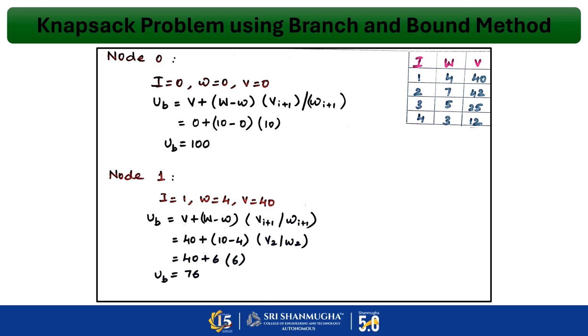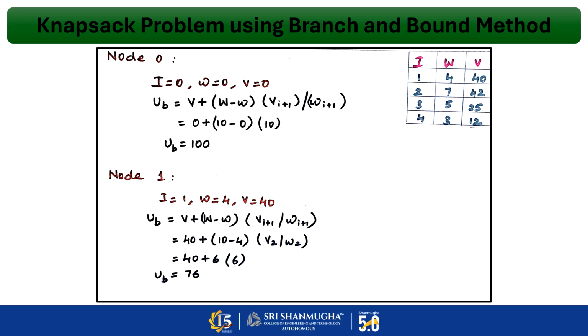Okay, now comes Vi plus 1 divided by Wi plus 1. Actually, the i value is what? 0. But you are moving to the next index. i plus 1 means what? 0 plus 1. That is nothing but V1 over Wi plus 1, W0 plus 1. Okay, so V1 by W1.